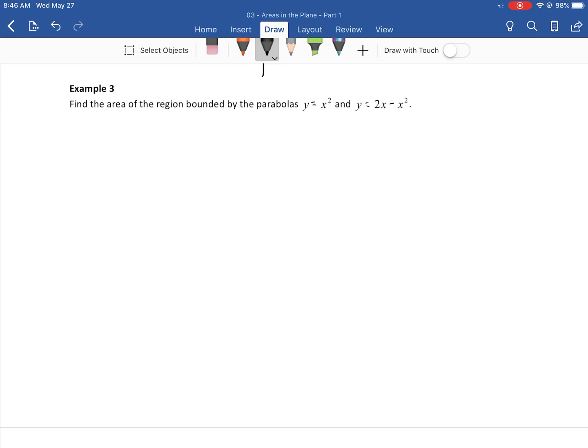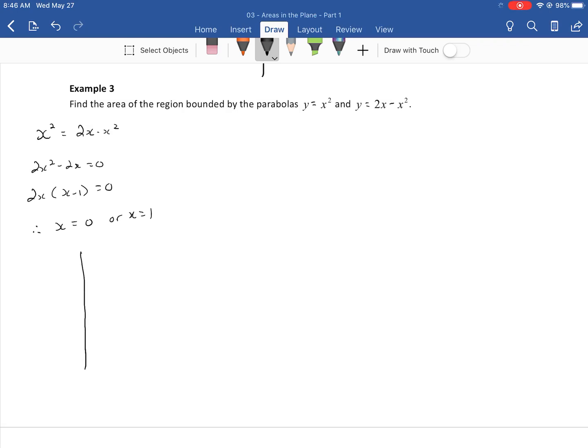It says, find the area of the region bounded by the parabolas y equals x squared and y equals 2x minus x squared. So first, let's find the points of intersection. Let's find out where these two meet. I go x squared equals 2x minus x squared. So I get 2x squared minus 2x equals 0. A little common factoring here. So apparently these two parabolas run into each other at x equals 0 and x equals 1.